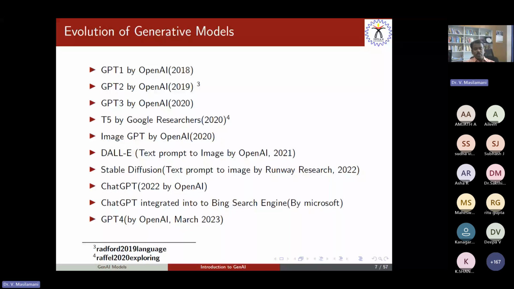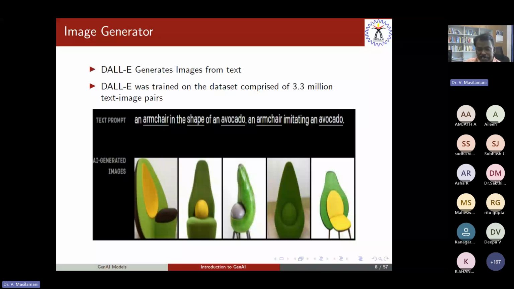Okay, so let us quickly take an example of generation. What is generation? For example, I am giving a text input: an armchair in the shape of an avocado, an armchair imitating an avocado. And for this statement, the output generated by this DALL-E model is given here. These are all images generated on seeing this text. This text is given by the user, and these images are generated by the DALL-E model.